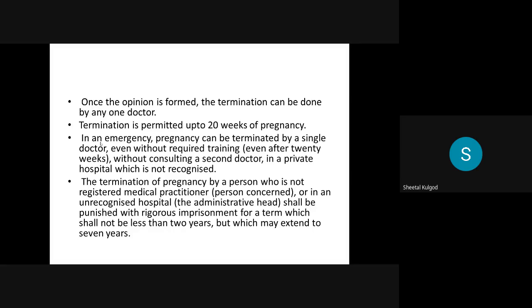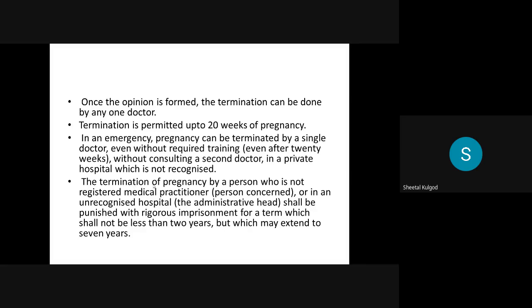This is only in case of emergency, when the patient is already coming to you in a state of inevitable abortion in an emergency without prior consultations. Then you can still go ahead with the procedure, because you need to save the life of the patient at that moment of time, and later on you can report the incident to the concerned authorities.